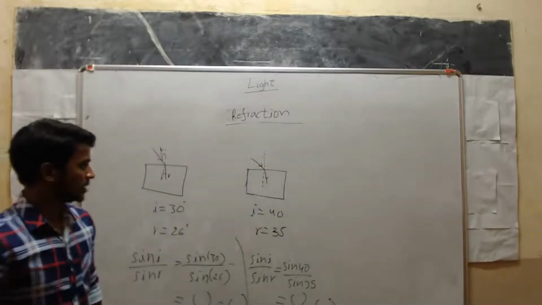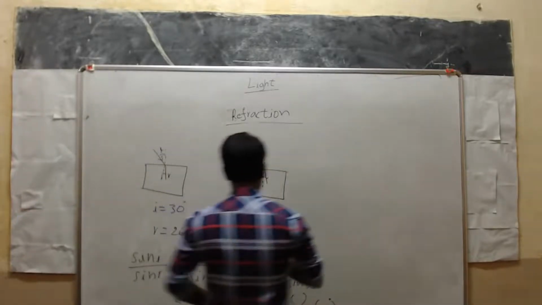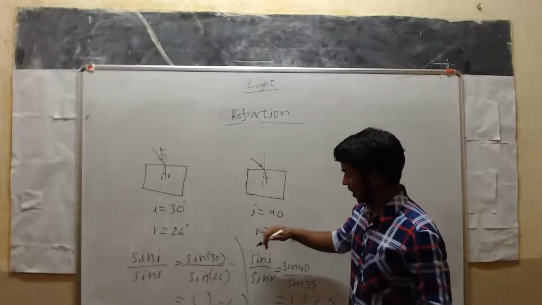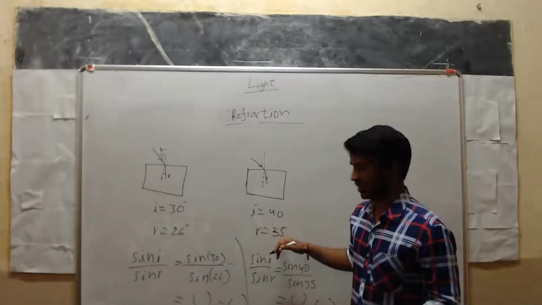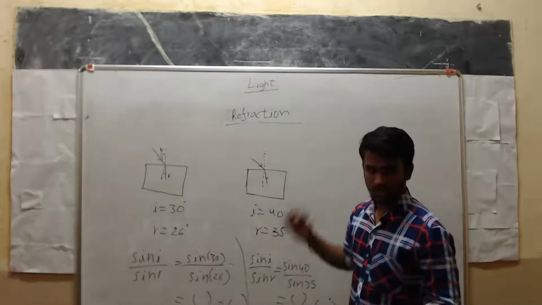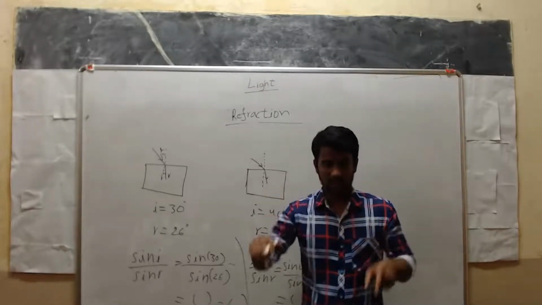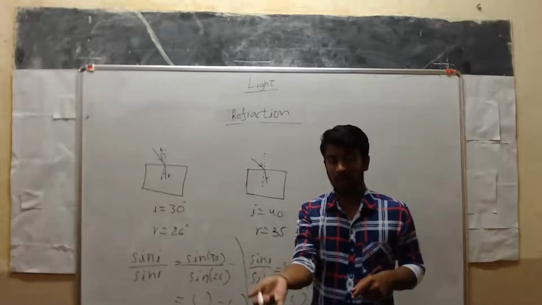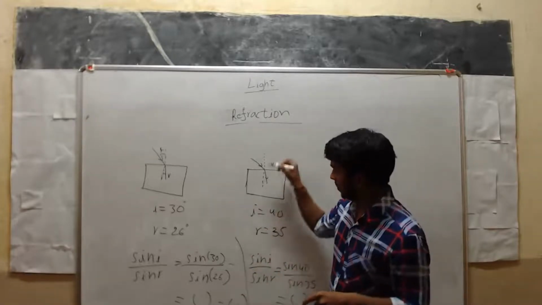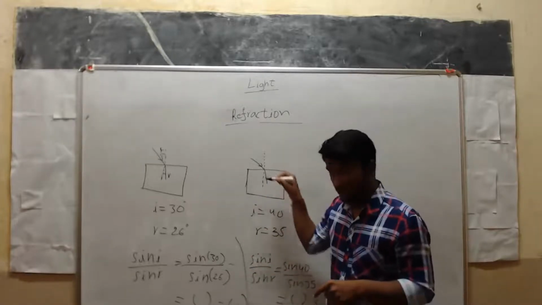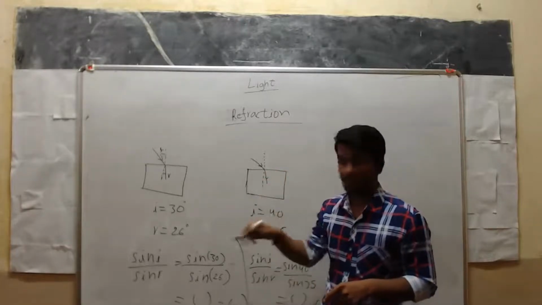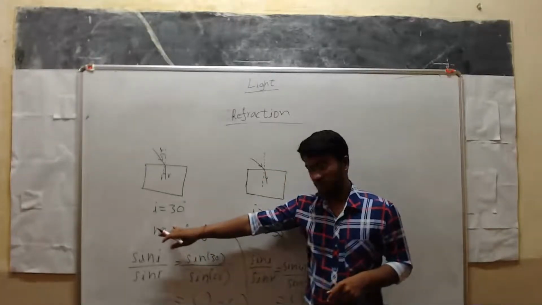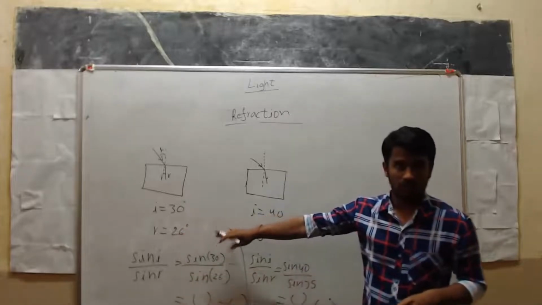Next, you can't write directly. If you know the angle of incidence, you can't write the angle of refraction directly, like that 35. You have to measure it. First, you have to take one rectangular glass slab. You pass the ray of light at some angle, then you have to note down the refracted ray, draw a normal, and measure the angle. You have to do everything practically. Just now, without the practical, I am writing roughly.